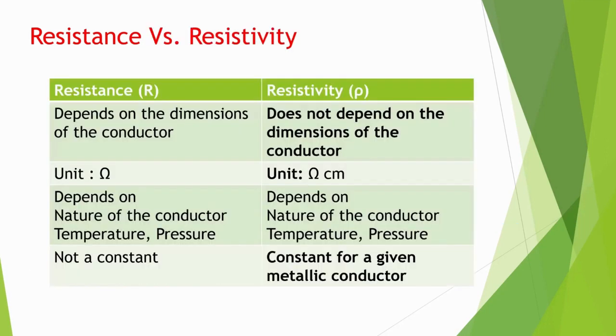What is the difference between resistance and resistivity? Just as in the case of conductance versus conductivity, we saw that here also resistance depends on the dimensions, whereas resistivity does not depend on the dimensions of the conductor. The unit of resistance is ohm, whereas the unit of resistivity is ohm centimeter. Both the parameters depend on the nature of the conductor, temperature, and pressure of measurement. Resistance is not a constant, whereas resistivity is a constant for a given metallic conductor.